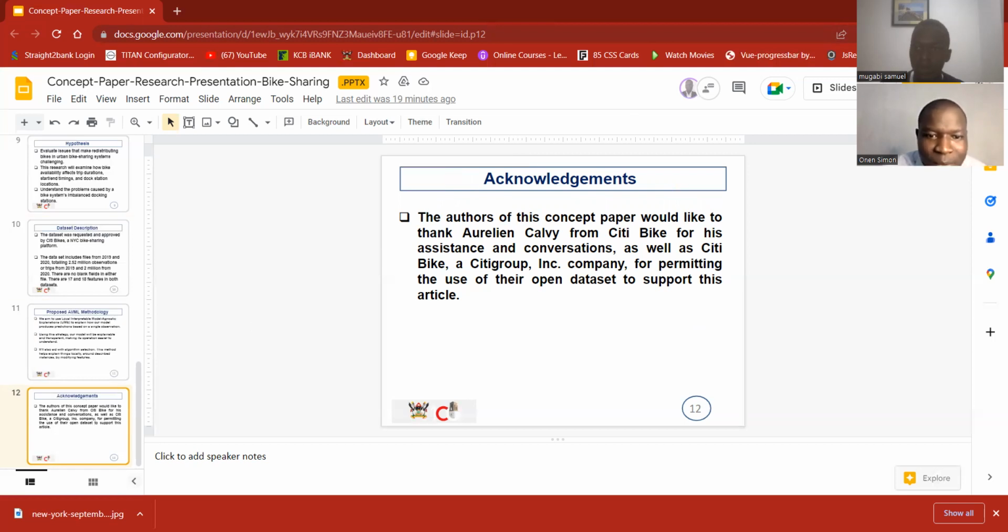That summarizes the presentation about our concept, and we look forward to developing this machine learning model based on the project scope shared.